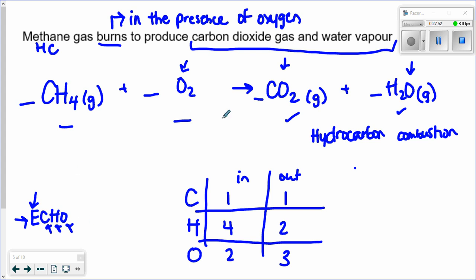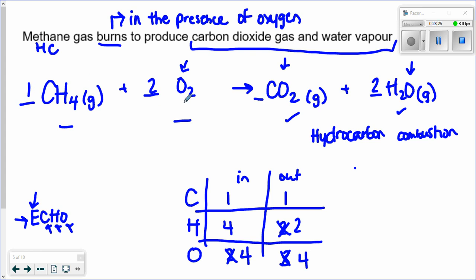So 4 hydrogen in, 2 out. So we need to put a 2 here to balance it. That fixes this, but that also modified this oxygen. So again, we have 2 oxygen here. 2 times 1 is another 2. So now we have 4 oxygen coming out. So in order to make this equal to 4, we need to put a 2 here to make this equal to 4. So again, double checking, 1 carbon in, 1 carbon out, 4 hydrogen in.